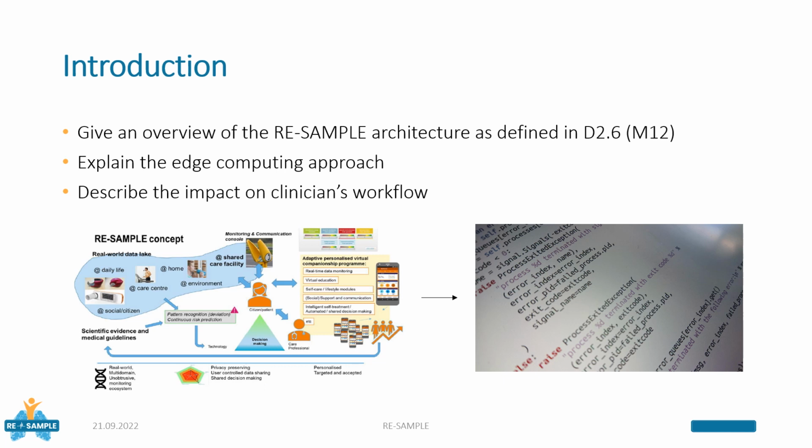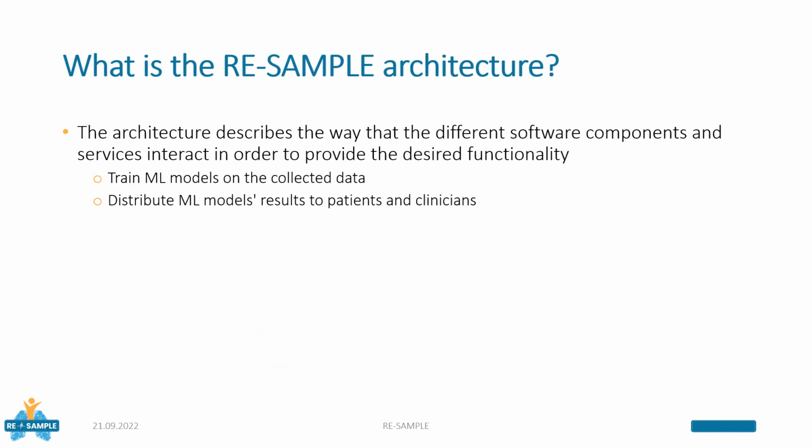You're all familiar with the resample concept that is shown in the left picture, which presents all the great ideas of resample, like the virtual coaching, shared decision-making, and the inclusion of shared care facilities, just to name a few. Since all these approaches need to work together, and most of them require software to be realized, the technical part just needs to translate these ideas into programming code. And this is why developing a software architecture is needed. Because a software architecture is a description of the way that the different software components and services interact in order to provide the functionality that was envisioned in the concept.